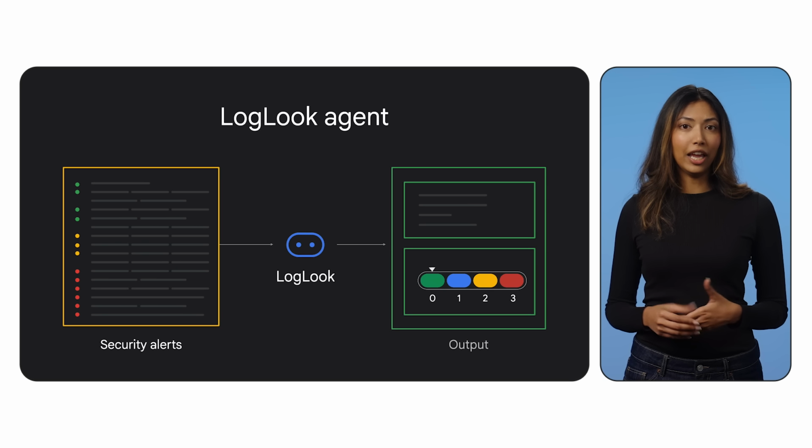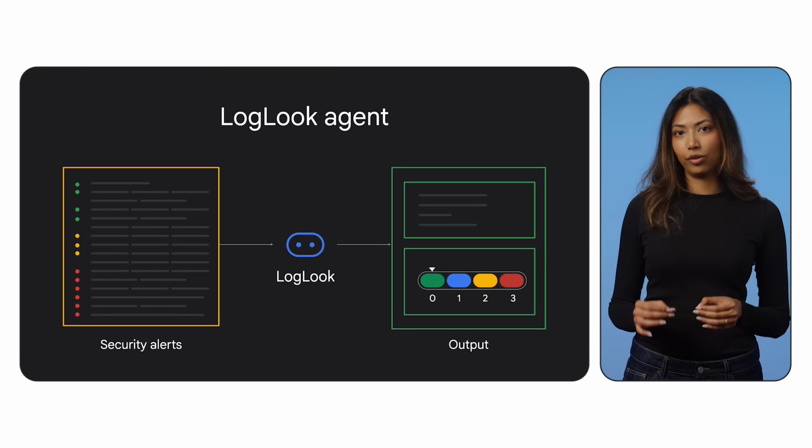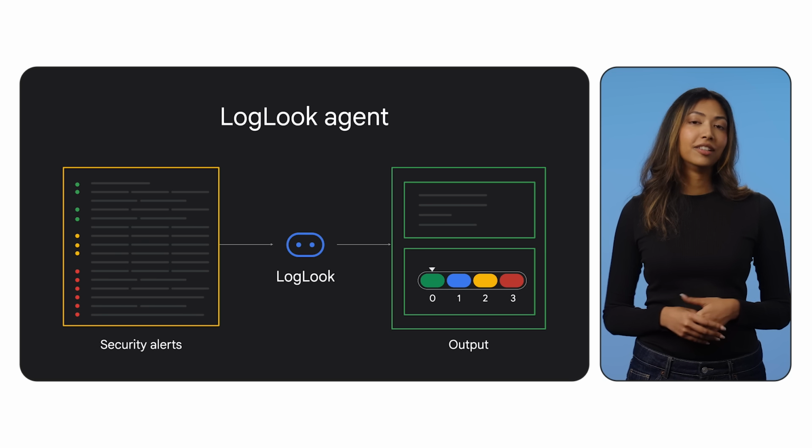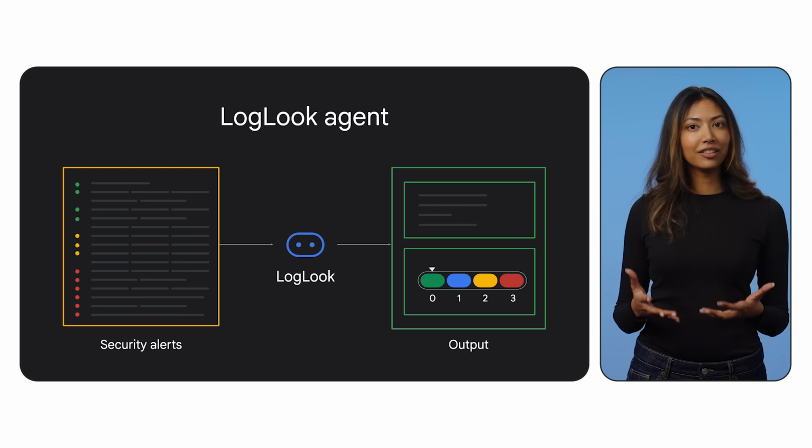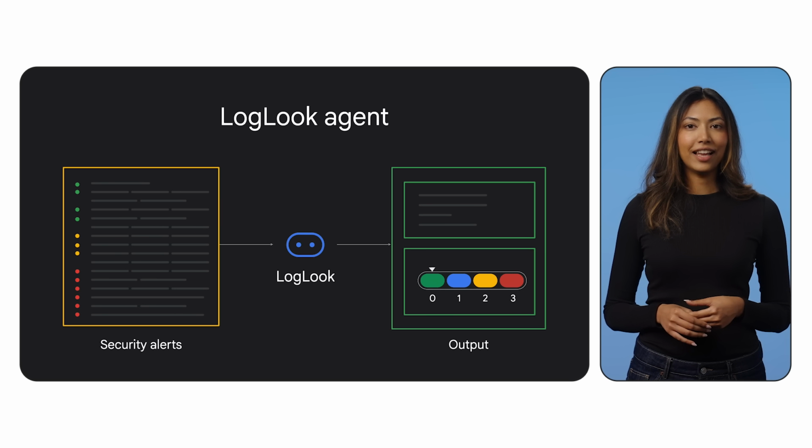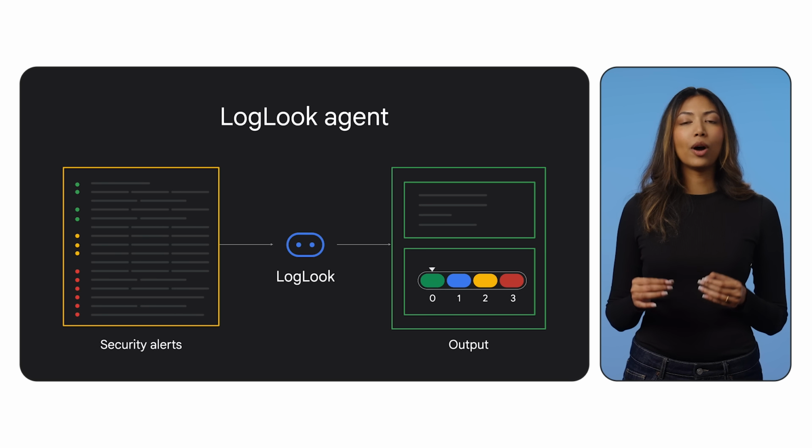Let's build a simple agent called LogLook, which is a helper that triages security alerts when they occur and drafts a 1-paragraph summary of the alert plus a severity score of how severe the alert is. The chatbot way is to say, hey, here you go, analyze today's logs and tell me what's wrong.